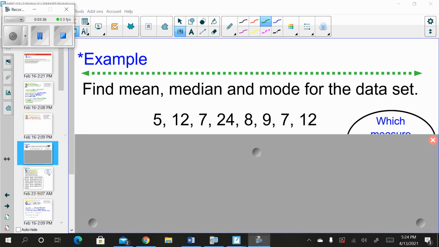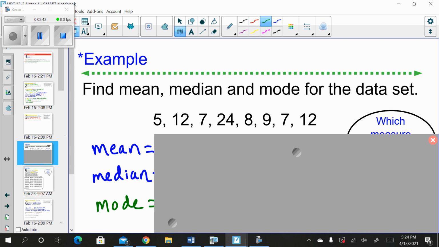All right, so let's check in and see how we compare here for each of these. So we're going to do our mean, our median, and our mode. So for the mean, add up all the scores and divide by how many scores you have. So the total, if you summed up all these values, I ended up with 84. And then how many numbers are in the data set?